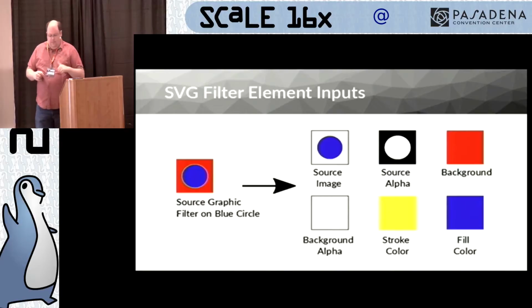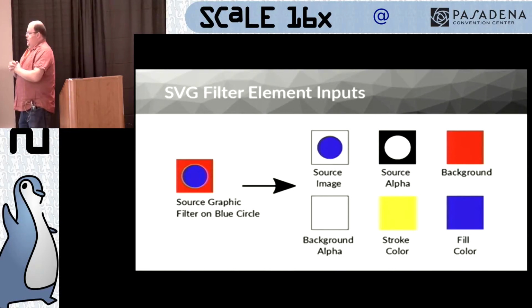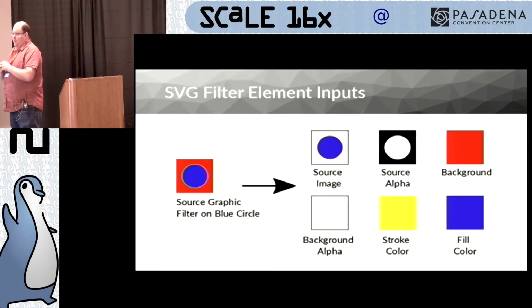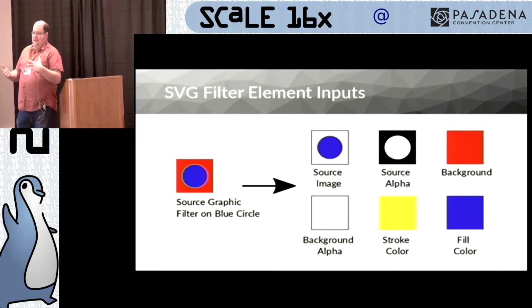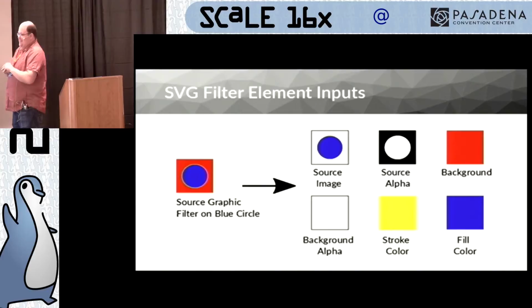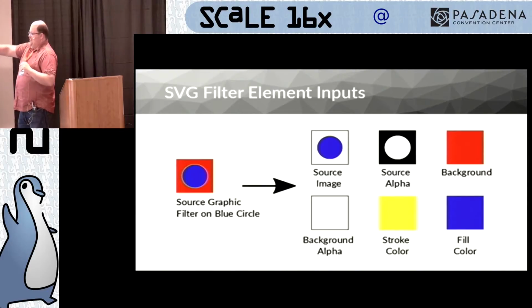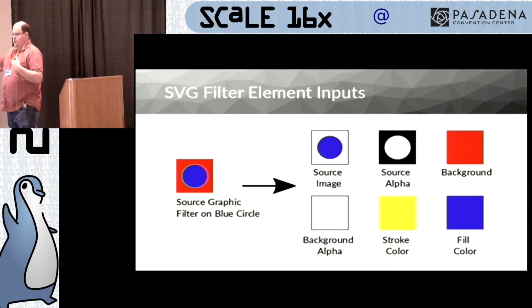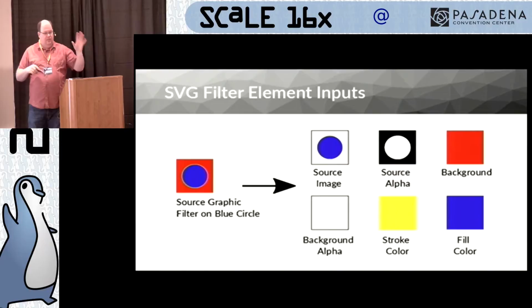So what are some of the inputs? First, we've got to talk about inputs. Here I've got a source graphic on the left. It's a blue circle with a yellow stroke on a red plane. Romantic, I understand. But we take that image. It's beautiful, yes. Art. One of the input choices is the source image. In this case, we're just applying the filter to the blue circle, so the source image is a blue circle with the yellow stroke.